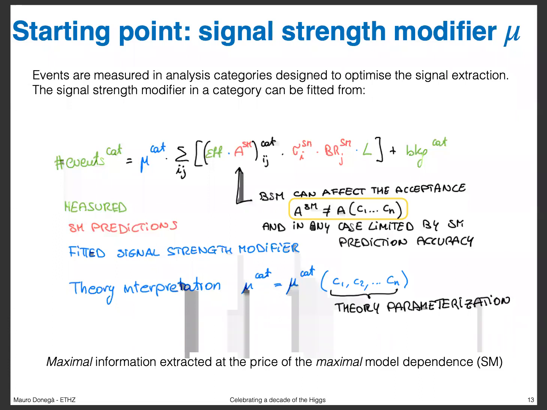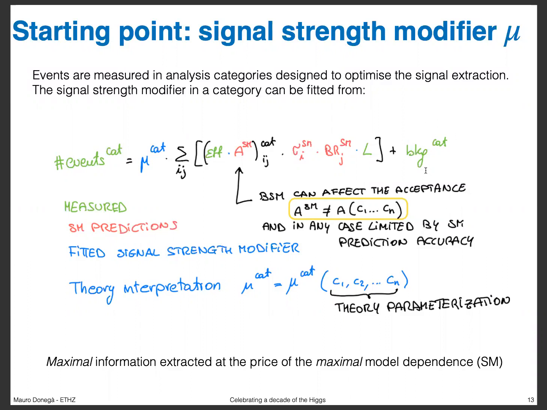So if you look at just one category, I hope you can see the mouse. The number of events in a category, that is what we measure, can be written in this way. Essentially, it's the usual luminosity times cross sections times branching ratio, but then you have the effect of the efficiencies and the acceptance of your detector. You sum up all these contributions for every production and decay mechanism. And this is essentially what you would expect from the standard model. And in front of it, you put this mu, which is the modifier that you want to fit.